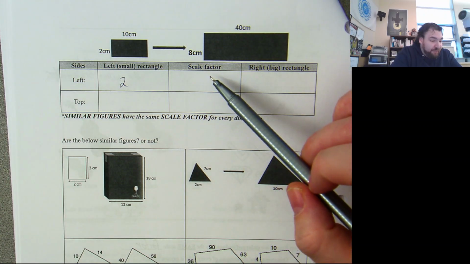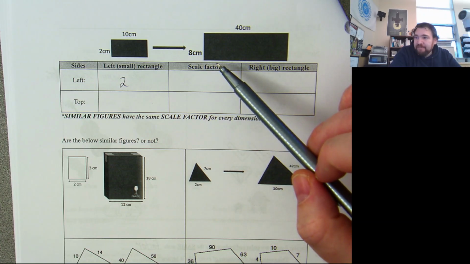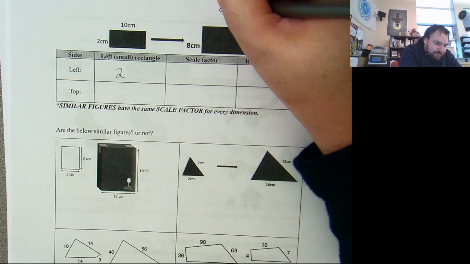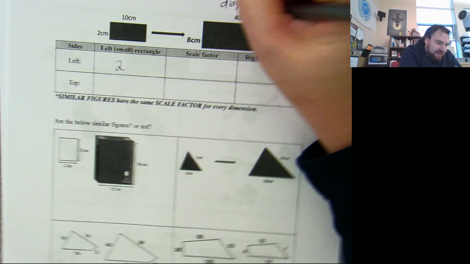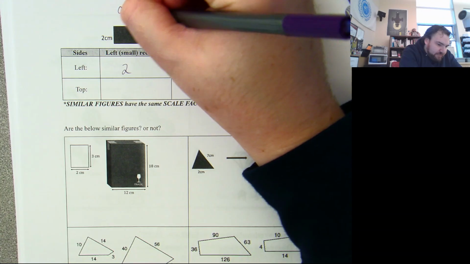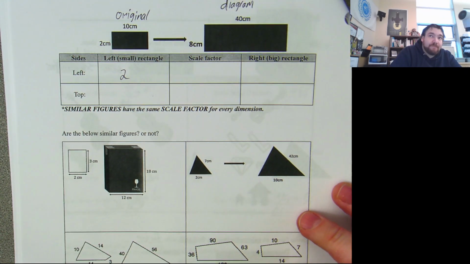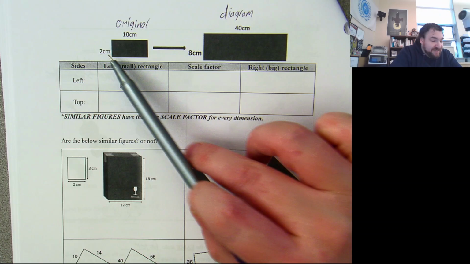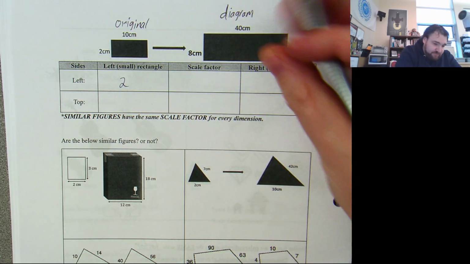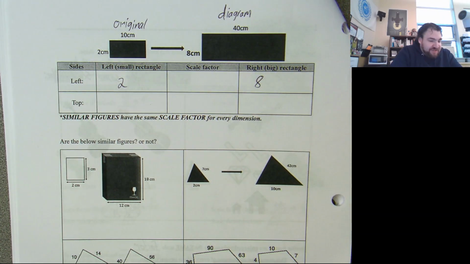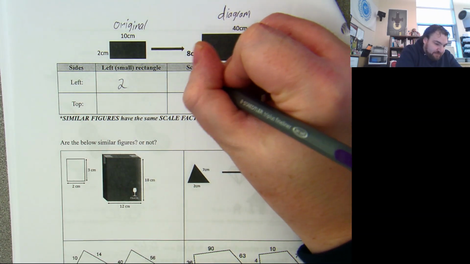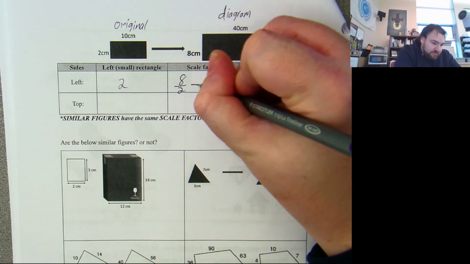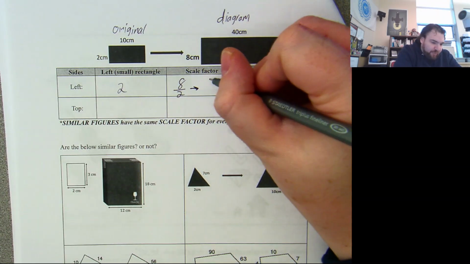The scale factor here, again, if we take a look at what's going on here, let's call this the diagram. Let's call this the original. The scale factor then, if I'm looking at this left side, the corresponding side is this 8 centimeter side. So then the scale factor is going to be 8 over 2, which I can simplify to 4 over 1.